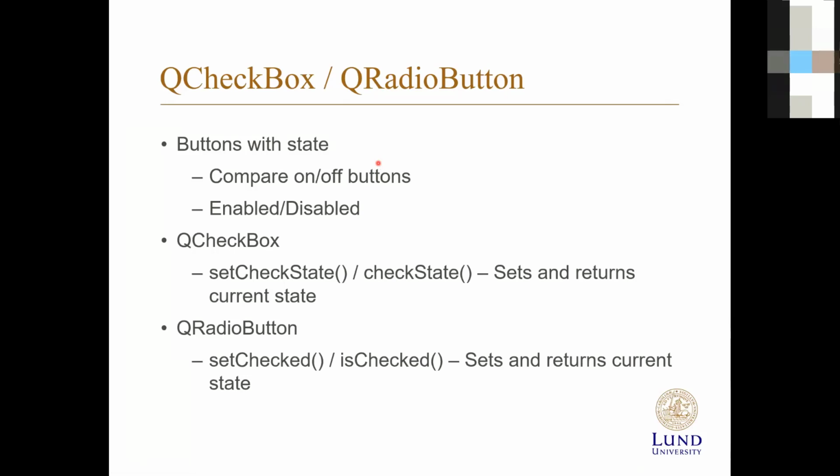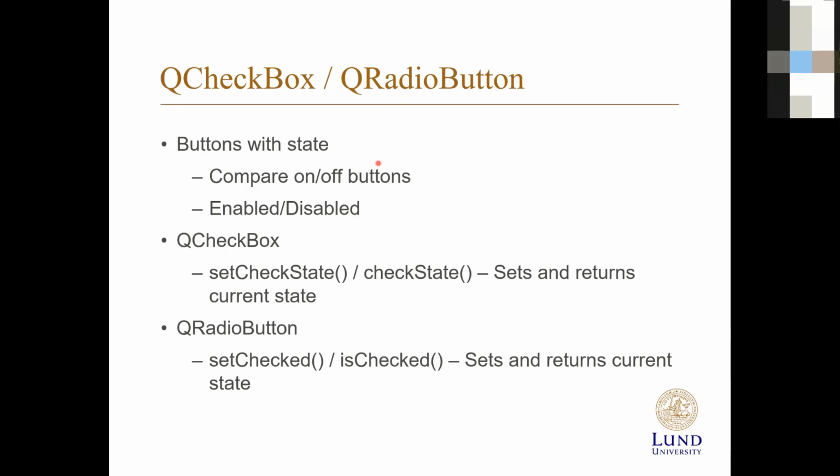So we have seen the QPushButton, so we'll not go through that too much. But there are special forms of buttons called checkboxes or radio buttons. These are buttons that have a state. You can compare them to light switches: on, off, enabled, disabled. A checkbox has an on, off state. A radio button is a special form of checkbox that provides a state that is shared between several of these buttons.